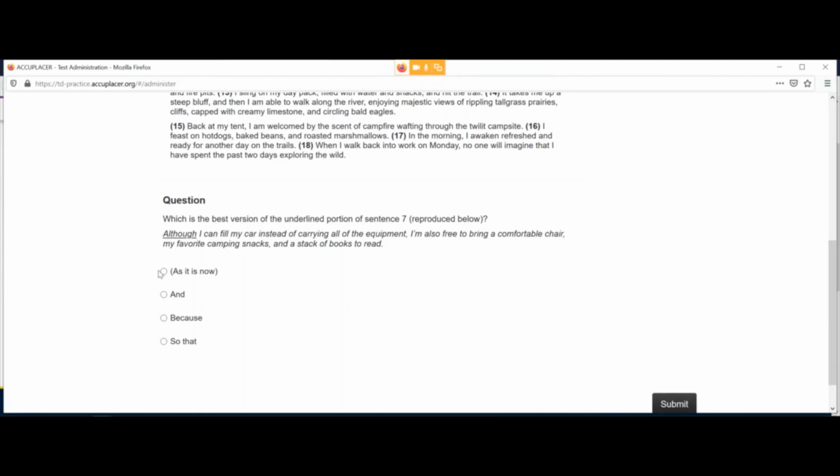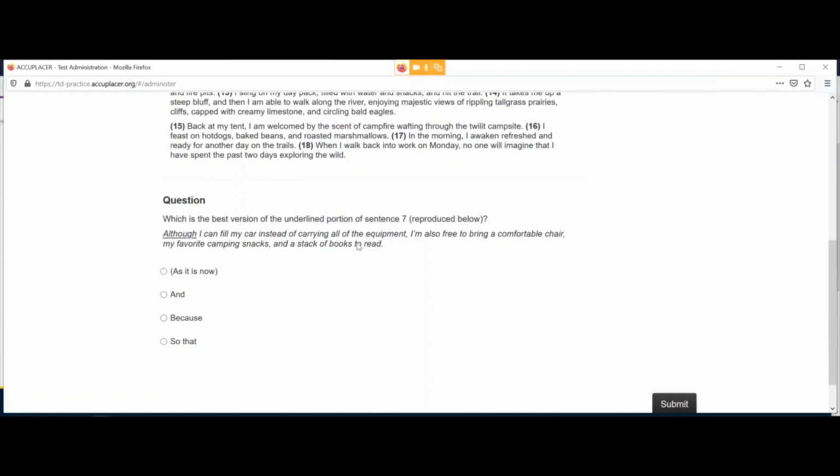All right, we have again the ever-present "as it is now." That's always the first choice. And then we have 3 other choices. Well, you know that the word "although" is used for contrast. If I were to say, "Although I am tired, I'm not going to take a nap right now," the first part of that sentence contrasts with the second part. So the question is, do you need contrast here? Although I can fill my car instead of carrying all of the equipment, I'm free to bring a comfortable chair, my favorite camping snacks, and a stack of books to read.